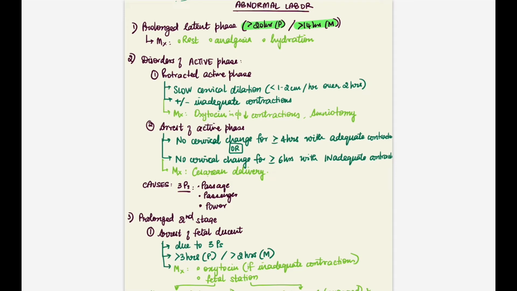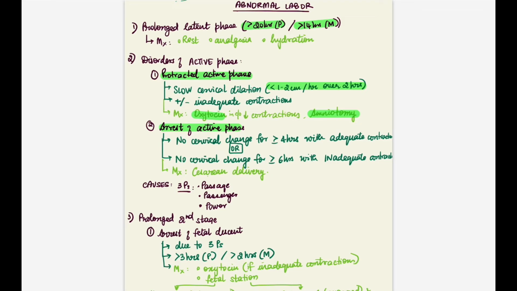Coming to disorders of the active phase, they can be categorized as protracted active phase and arrest of the active phase. A protracted active phase is when the active phase is going much too slow, so the cervical dilatation is less than 1 to 2 centimeter per hour over a period of 2 hours. Now the protracted active phase can be either with or without inadequate contractions. And if it is because of inadequate contractions, you can give oxytocin, and you can also try amniotomy.